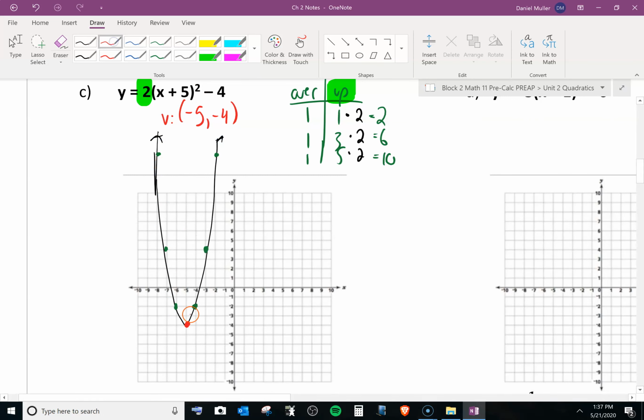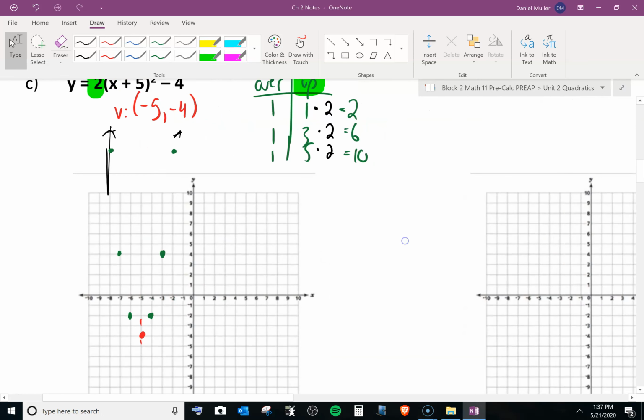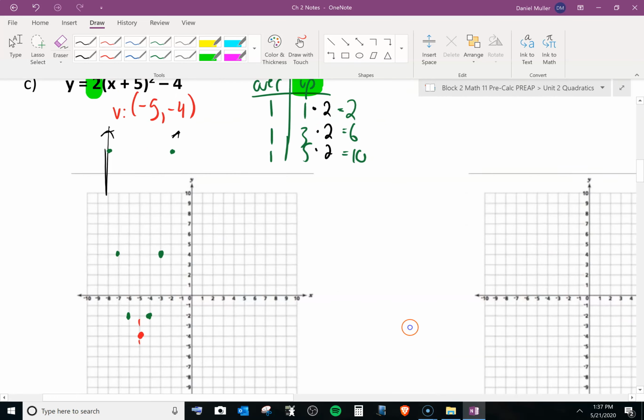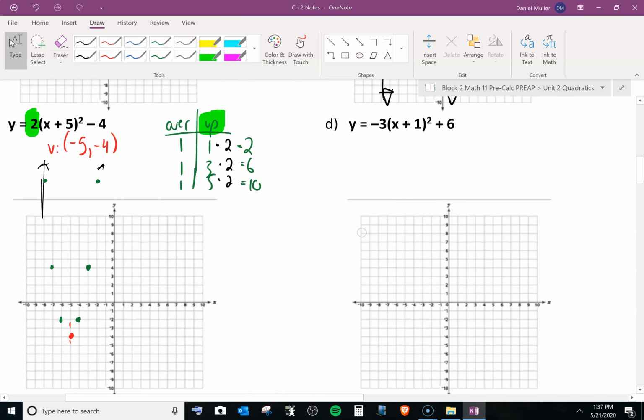Keep in mind the axis of symmetry that I had talked about in the first one. It is symmetrical here. So we say it has an axis of symmetry when x equals -5. And continuing on, D.